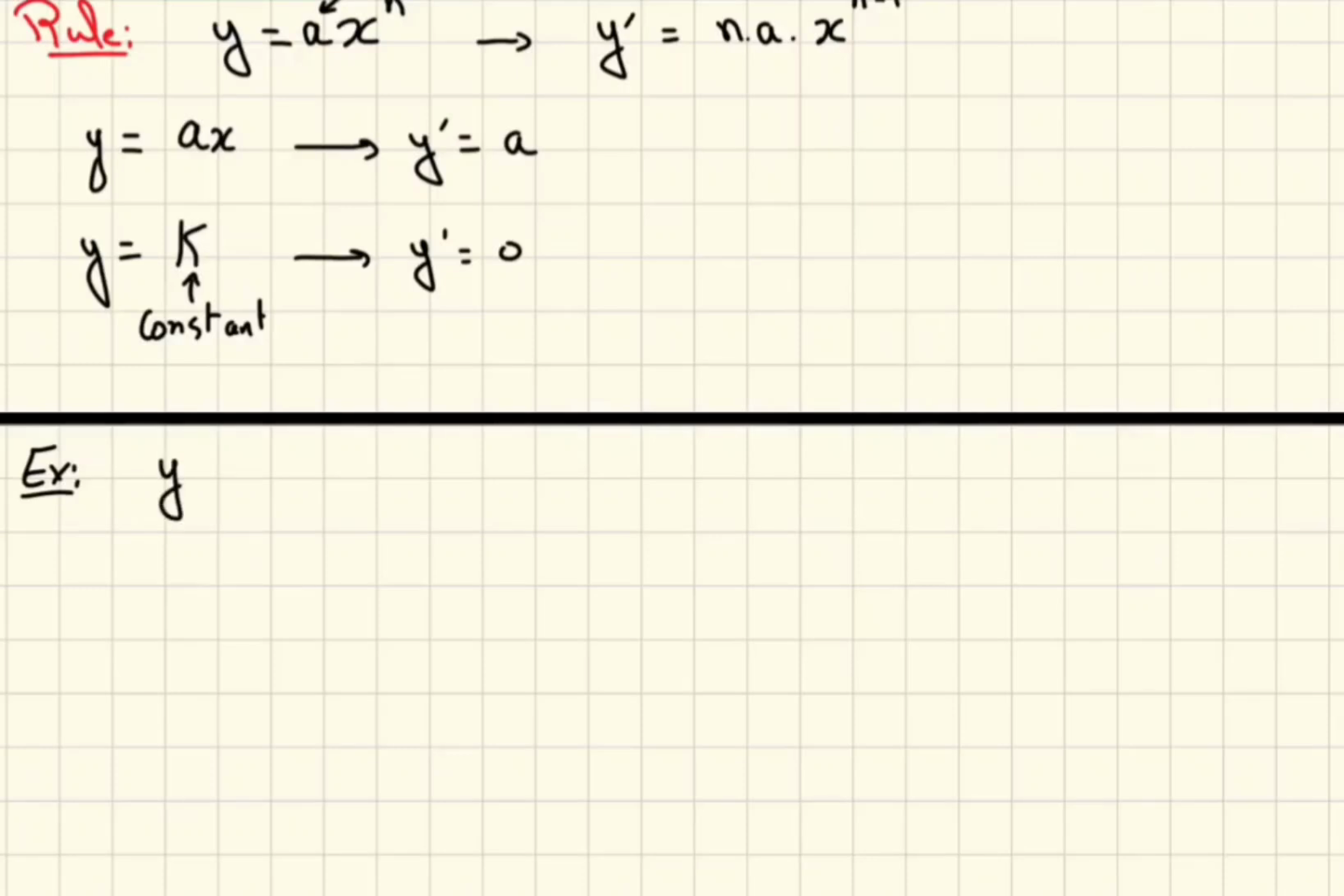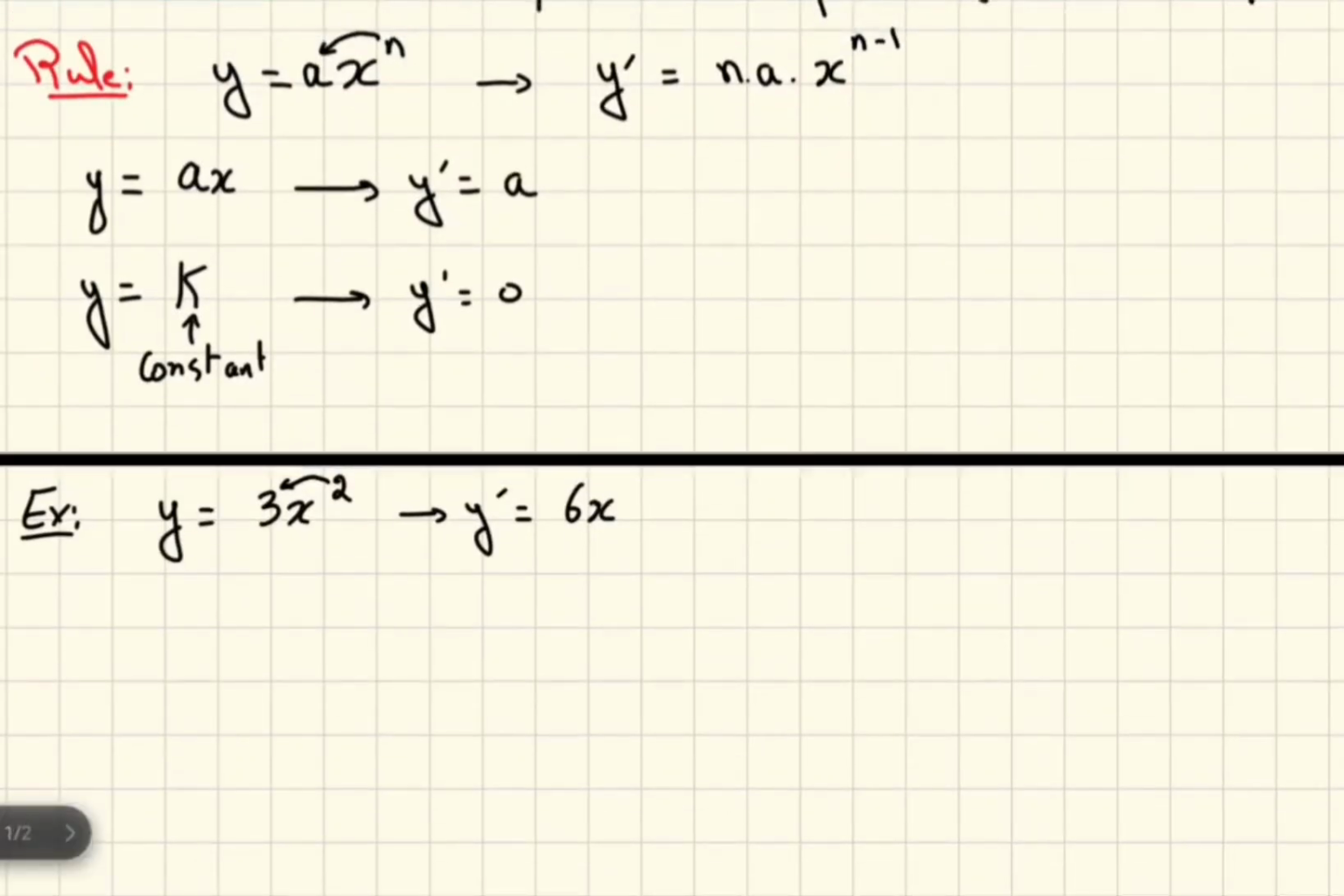If I ask you y is equal to 3x squared, its derivative: again, I take the 2 down, multiplied by the 3, so I get 6, x exponent 2 minus 1, so I'm applying the rule, n times a, x exponent n minus 1. So 2 minus 1 here will be only 1. No need to write exponent 1, so it's only 6x.